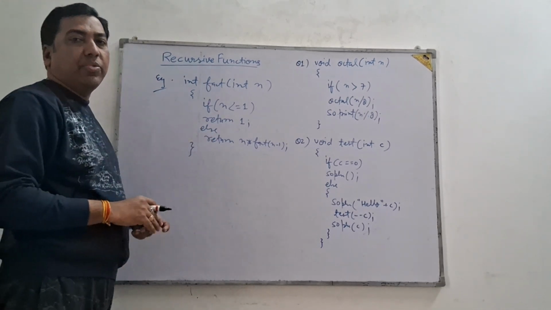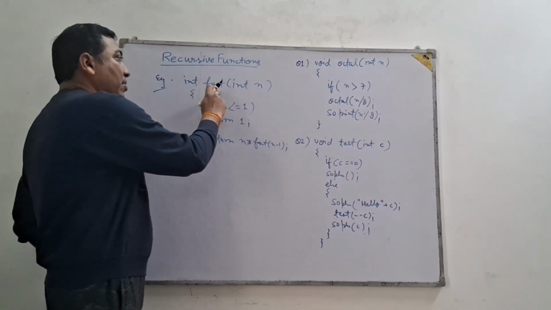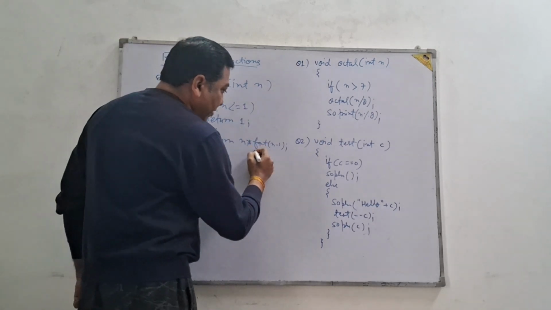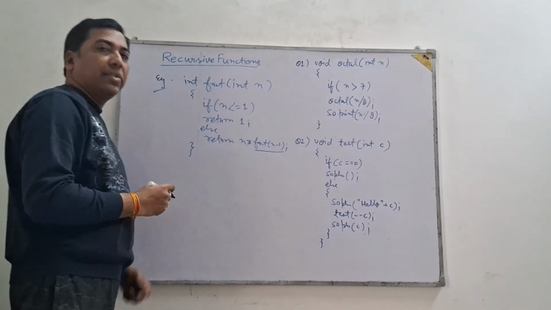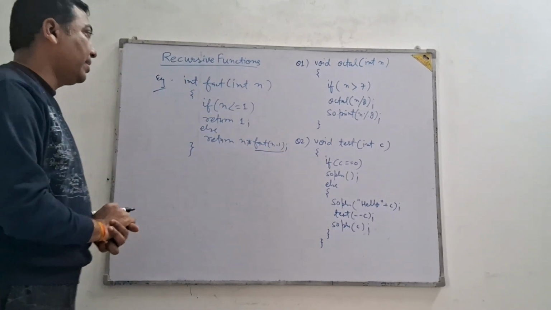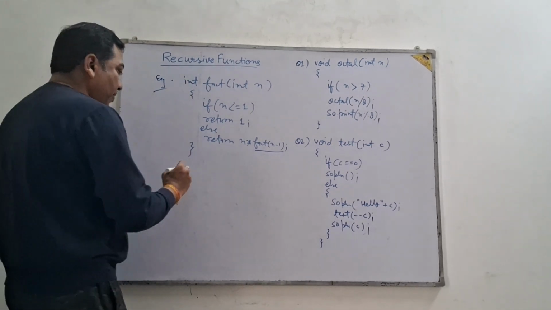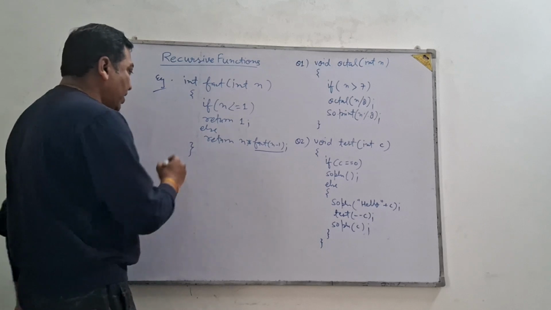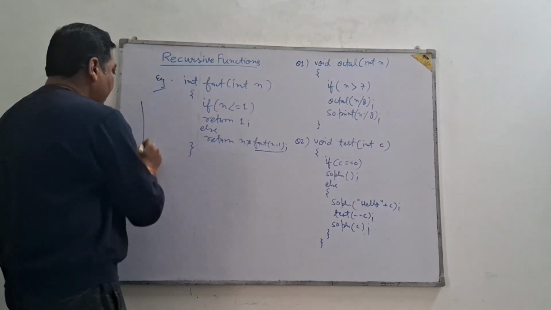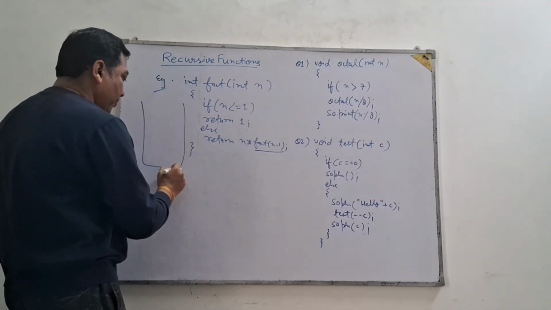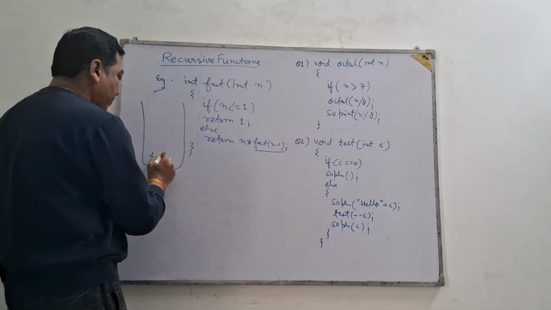See, this is one example of a recursive function. The name of the function is fact and it is being called within its body. That's why it is a recursive function. Now how will it produce the output? Let us see. Suppose the value of n is 4, if we want to find the factorial of 4, so the function will be called with the value 4, fact 4.